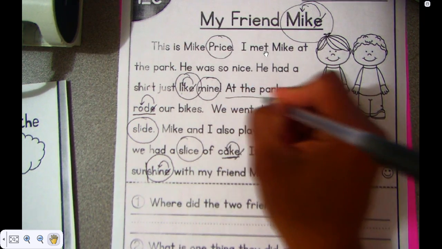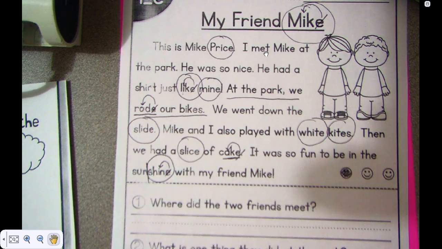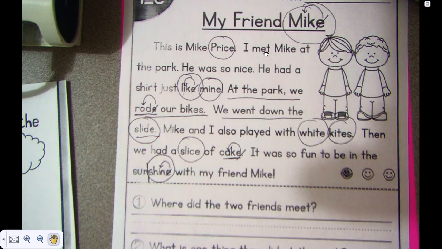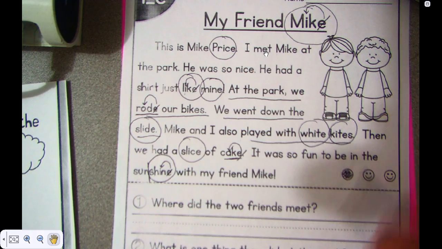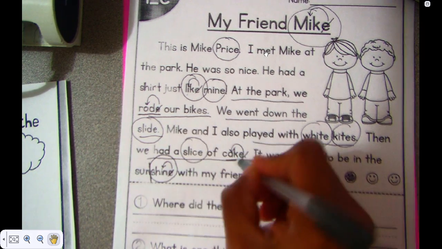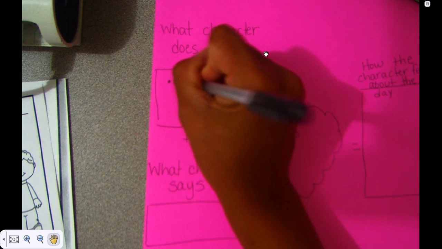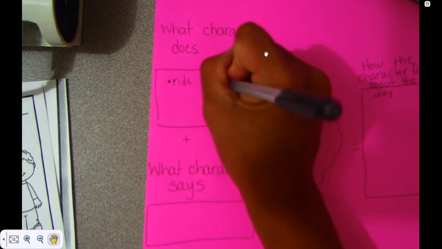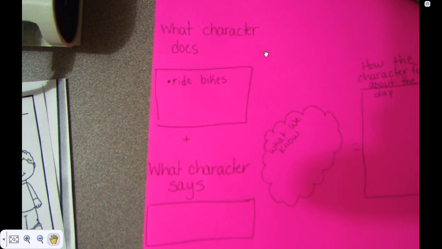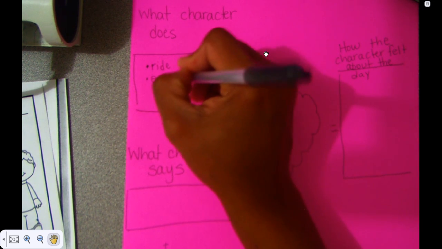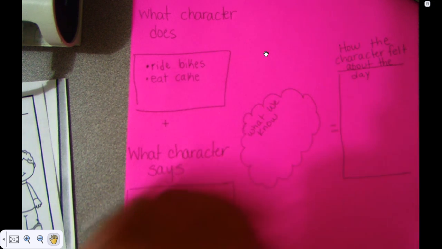At the park, we rode our bikes. We went down the slide. They played with kites. Then we had a slice of cake. So they did a lot of things, actually. So let's jot those things down. What the character does. Ride bikes. And I'm not going to write these in complete sentences, just little bullets. Eat cake. And I know I really like cake, so that's probably good.